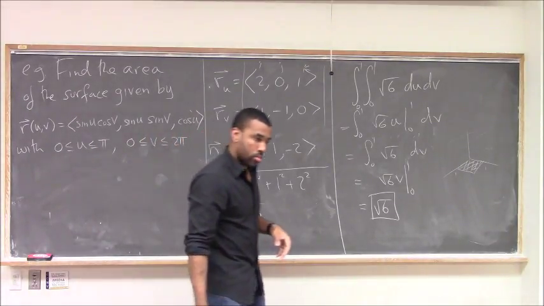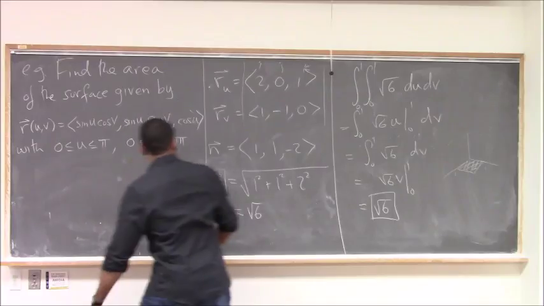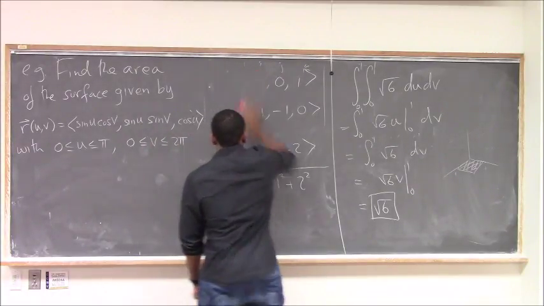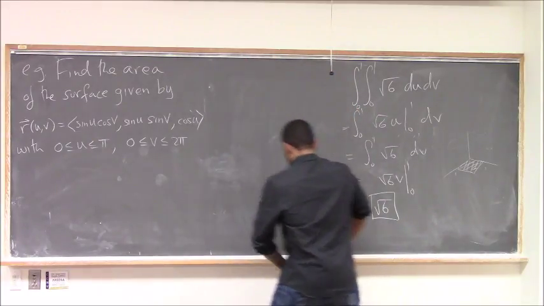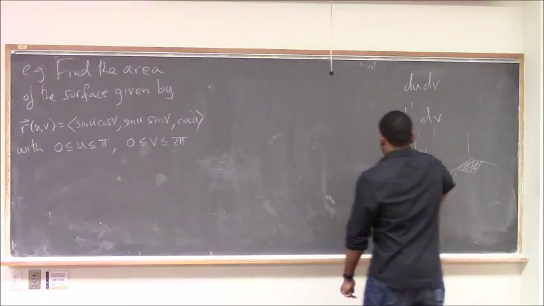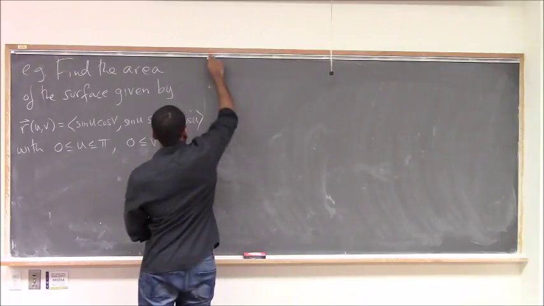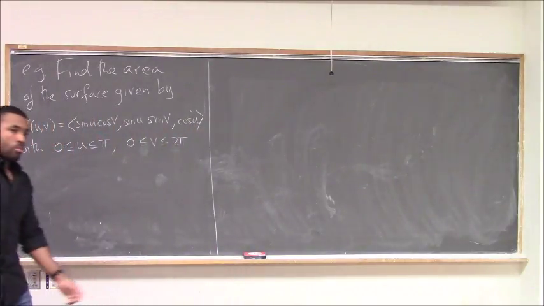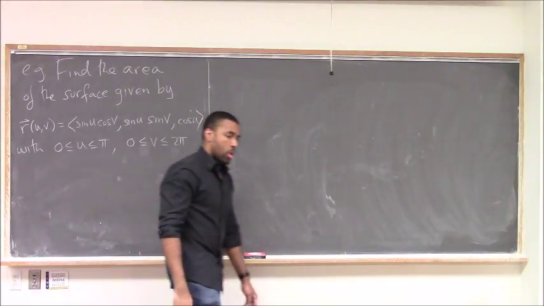Okay, that's the example. What kind of surface is that? It's a sphere. So really, I'm just asking you to find the surface area of a sphere. What's the radius of this sphere? So the question is to find the surface area of a sphere of radius 1.